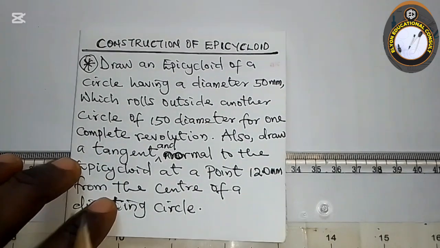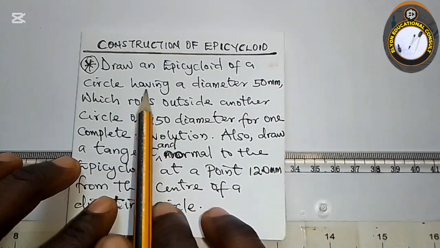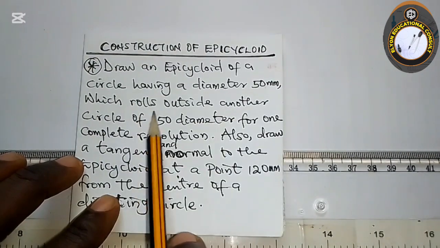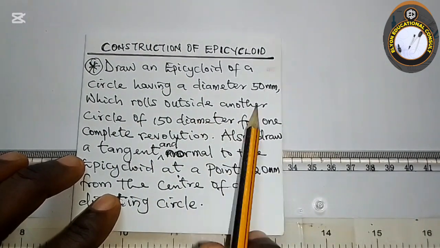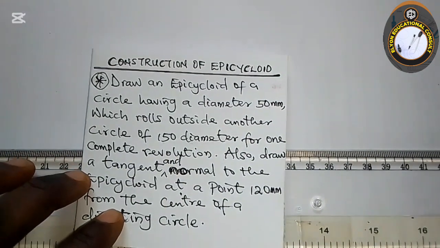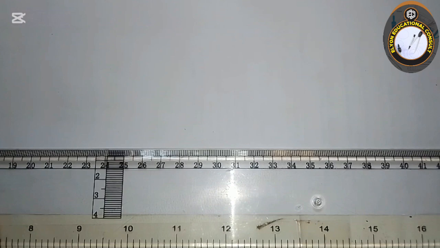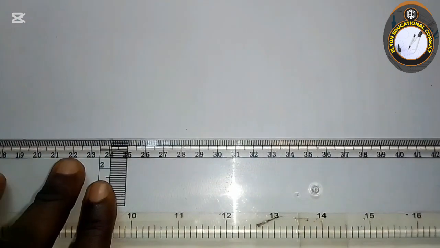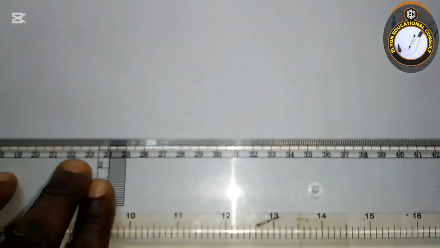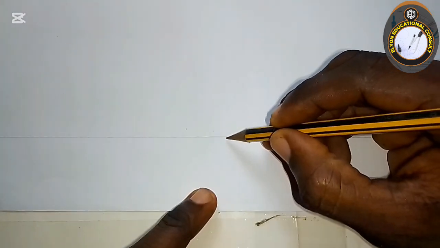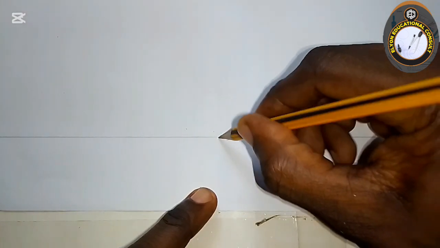So to do this, we are given two diameters here. We are given the diameter of the smaller circle to be 50, which is the one rolling outside the larger circle of 150 diameter. So there are two circles now. The first thing I will do, as usual, is draw our baseline this way, preferably at the center.